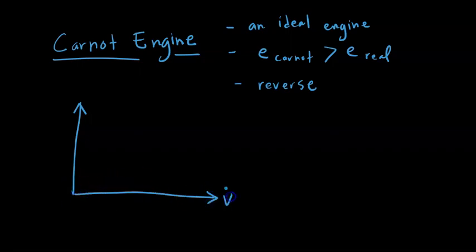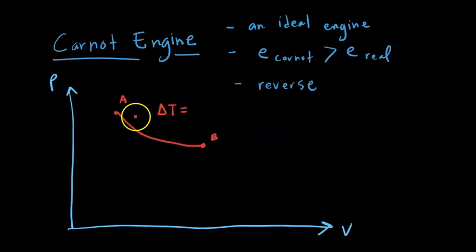Okay, so this is my V, this is my P. Let's use a different color. So we start with an isothermal process from A to B. Isothermal, if you guys still remember, means the temperature is constant. This means that the change in temperature is 0.